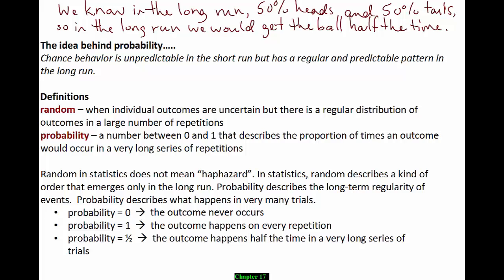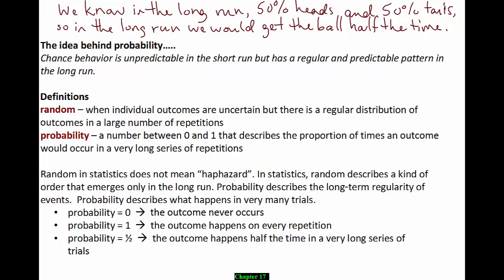That coin flip is unknown, it's a random outcome in the short term, but in the long term, it's got a regular and predictable pattern. So the idea behind probability is that chance behavior is unpredictable in the short run, but has a regular and predictable pattern in the long run. So now our formal definitions. Random is when individual outcomes are uncertain, but there is a regular distribution of outcomes in a larger number of repetitions. So that's a random outcome.